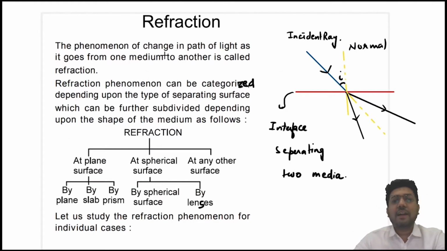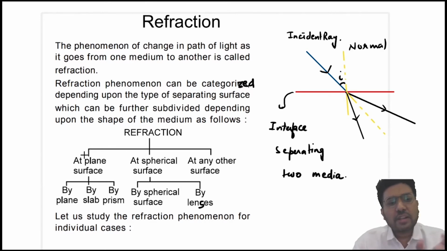Now let us start with refraction of light. So what is refraction? It is the phenomena of change in path of the light when it travels from one medium to other medium, or you can say the bending of light rays when it travels from one medium to other is called the phenomena of refraction, right? Refraction phenomena can be categorized depending upon the type of separating surface, which can be further subdivided depending upon the shape of the medium as follows. First is refraction from plane surface. Today we will be discussing refraction from plane surface.